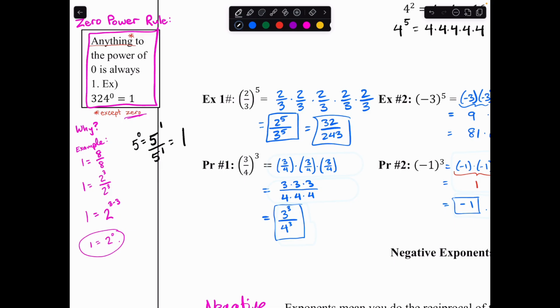The only time this doesn't make sense is if I use 0. If I use 0 as my base and raised it to the 0 power, I could say, well, that's 0 to the first power over 0 to the first power, because 1 minus 1 would give me 0. But the problem is, now my denominator is 0. And remember, we can't divide by 0, right? So for our 0 power rule, anything really means anything except 0. 0 to the power of 0 is not defined. We can draw a big sad face and say undefined. 0 to the 0 power, we just don't know.